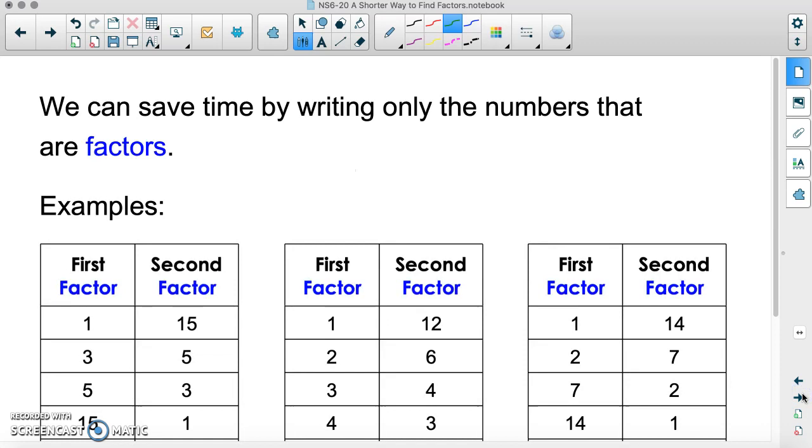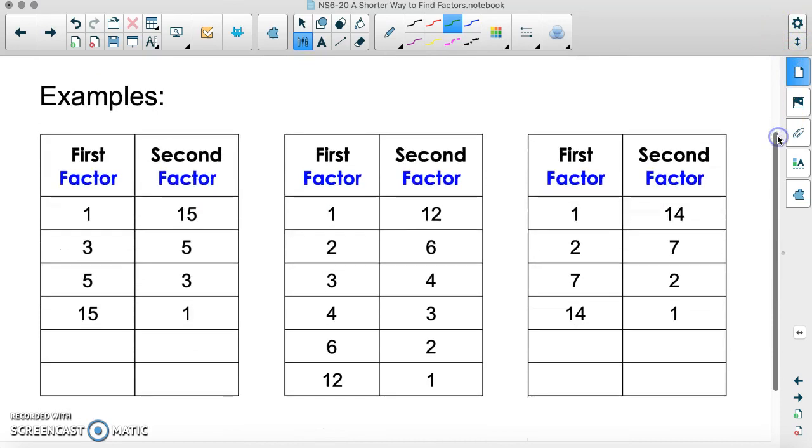You can actually also even save time by writing only the numbers that are the factors. So instead of listing the numbers that don't work as factors in your chart like we did previously, you can save time by writing only the numbers that are. So here's some examples of charts that show this.